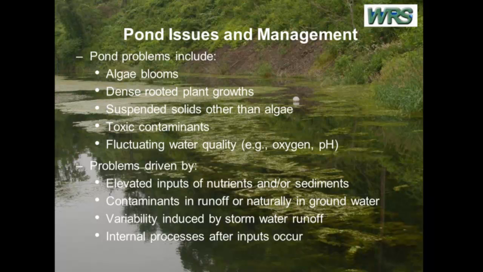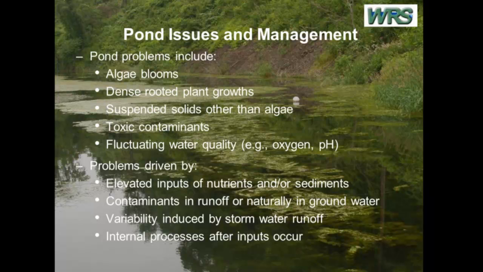And those problems are driven by usually elevated inputs of nutrients or sediments, and oftentimes those two go together. Contaminants come in by runoff or are naturally in the groundwater. There's places with high arsenic in groundwater, and there's places where the runoff from, say, old apple orchards contributes a lot of arsenic. So there's more than one way for almost any contaminant to show up.